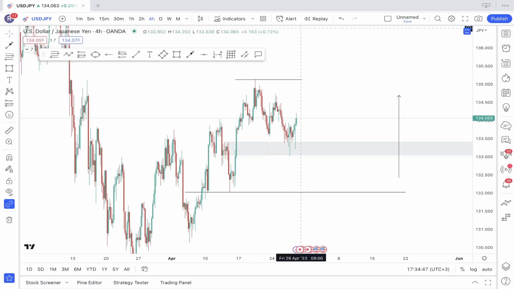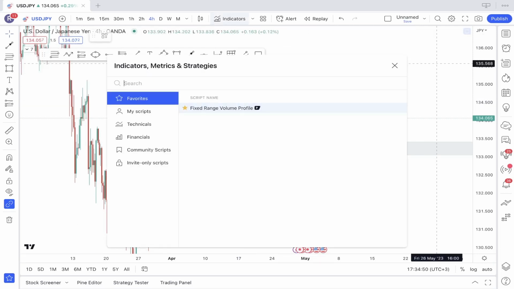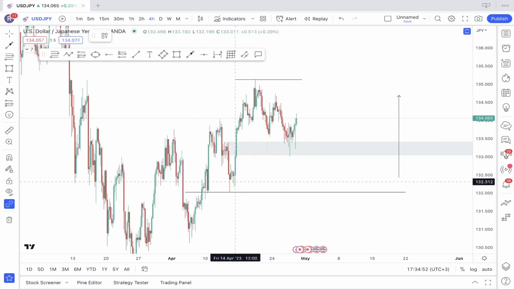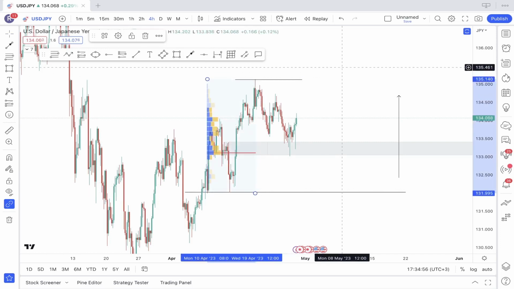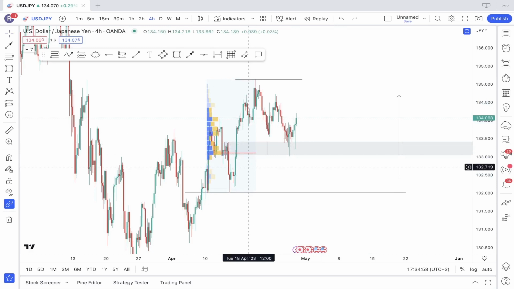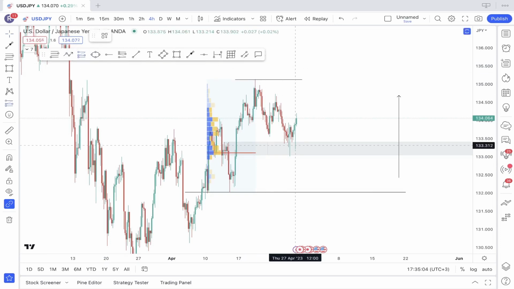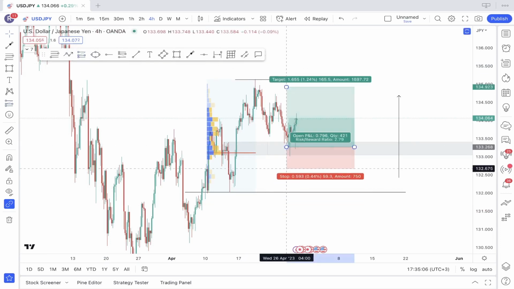Let me actually place the volume, the fixed range volume profile, from this swing low to this swing high, and as I just mentioned, this would be the area with the biggest volume, and that's why, for example, you might have placed a buy here and the stop loss here.